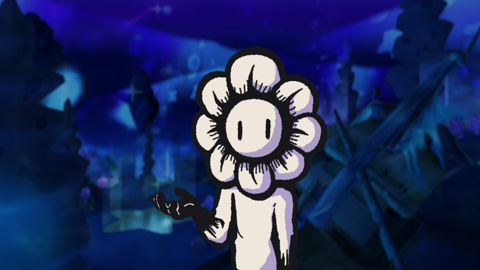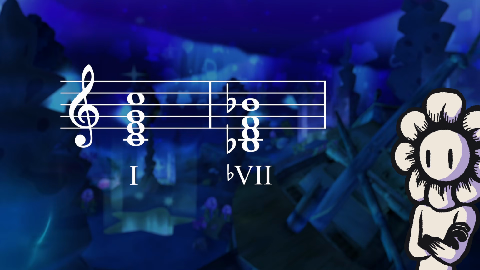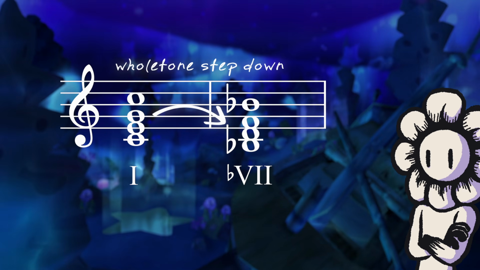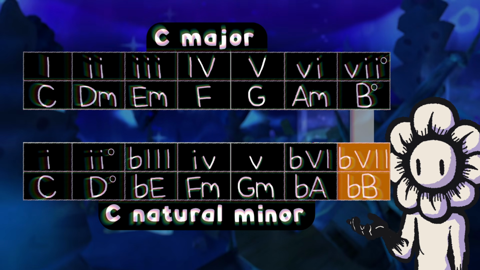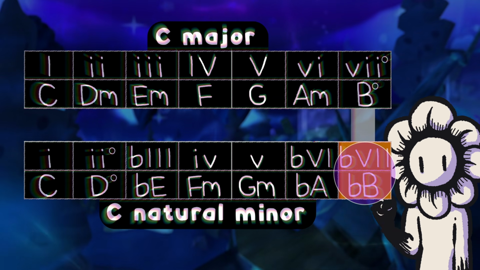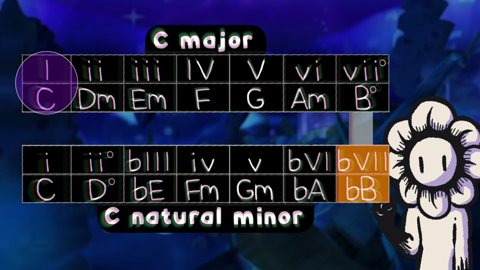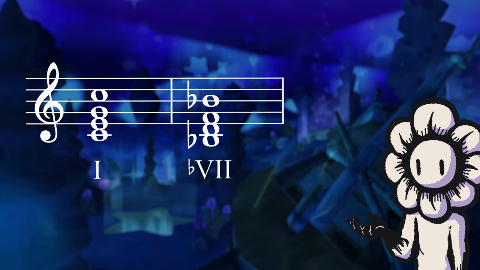It has this wavy back and forth feeling. Essentially, we're just moving from the tonic chord, our home key, down a whole tone to the flat 7. We borrow this flat 7 from the parallel minor key, in this case, C natural minor. As this is a borrowed chord, it can sound a bit out of place, which is perfect for that mysterious underwater quality. We then complete the wave by going back to our tonic.